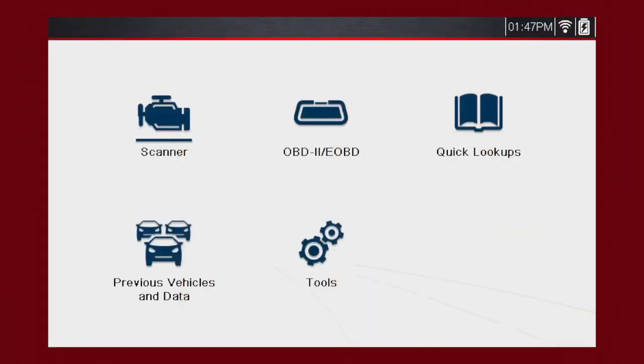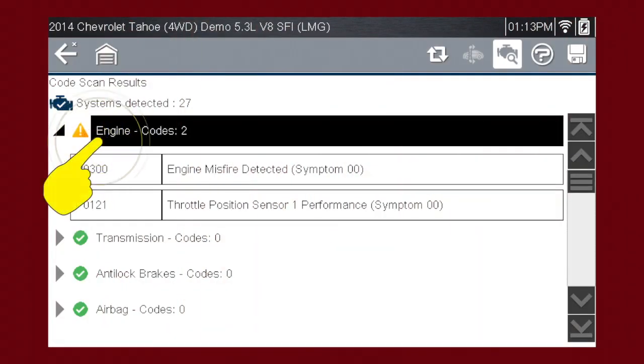This training module assumes you already have knowledge of the basic scanner operations. To review scanner operations, see the Scanner Codes training video in this series. Tap to highlight a code and press the Intelligent Diagnostics icon.